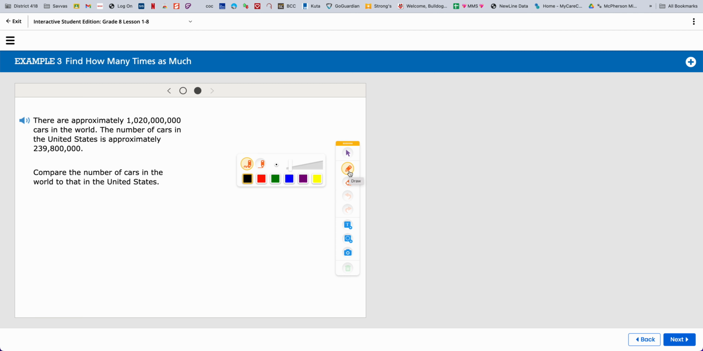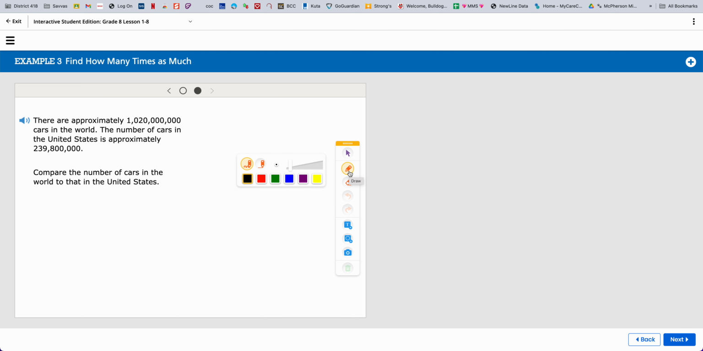Alright. There are approximately 1,020,000,000 cars in the world. The number of cars in the US is approximately 239,800,000. So we are going to estimate. For the cars in the world, we want to take that first digit, which is in the billions place.